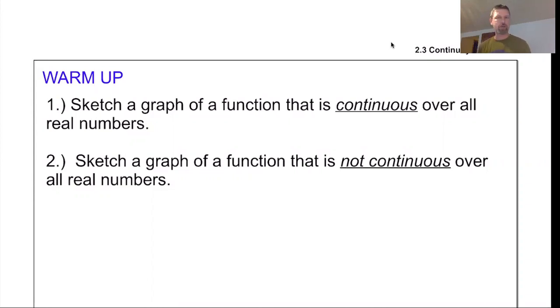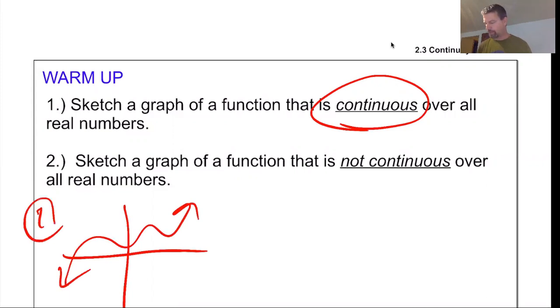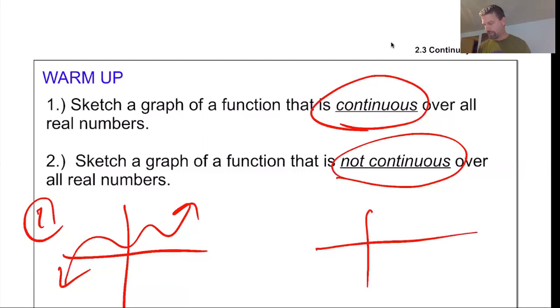First, I normally start with a warm-up with kids just to remind them what a continuous function is. Reminder, a continuous function is exactly what it sounds like. It's something that's continuous, right? No breaks in the graph. If you had some function that was not continuous, then all you have to do is put some kind of break in the graph.